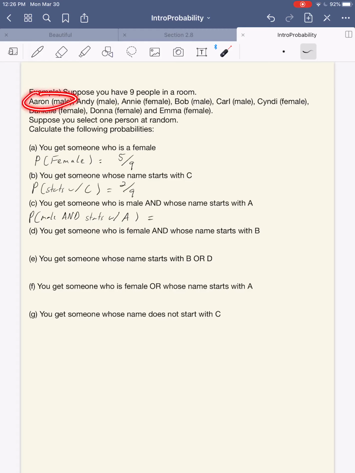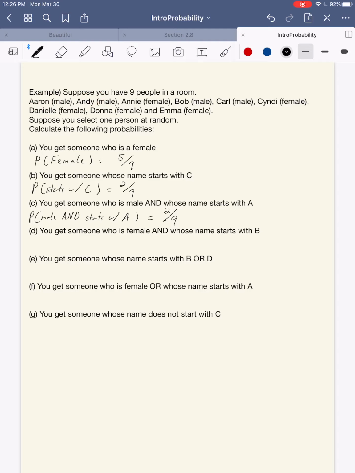So Aaron would satisfy that because he is male and has a name that starts with A. Andy would satisfy that because he is male and has a name that starts with A. Annie would not, because while she has a name that starts with A, she is not male. And people like Bob or Carl would not, because while they are male, they don't have a name that starts with A. So this would simply be 2 out of 9. And again, those 2 people would be Aaron and Andy.